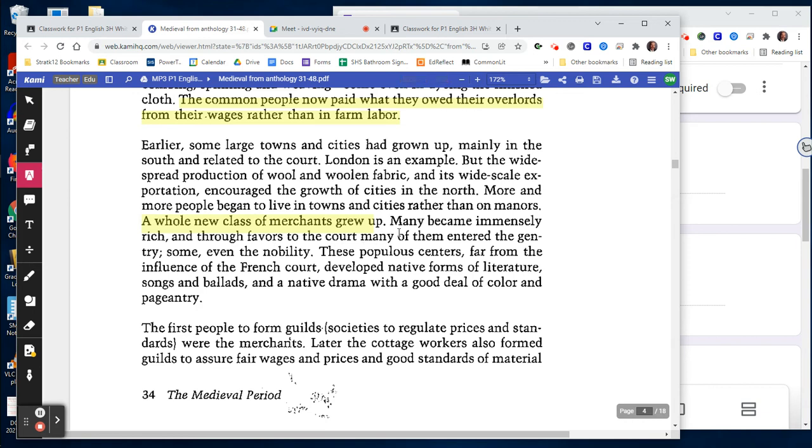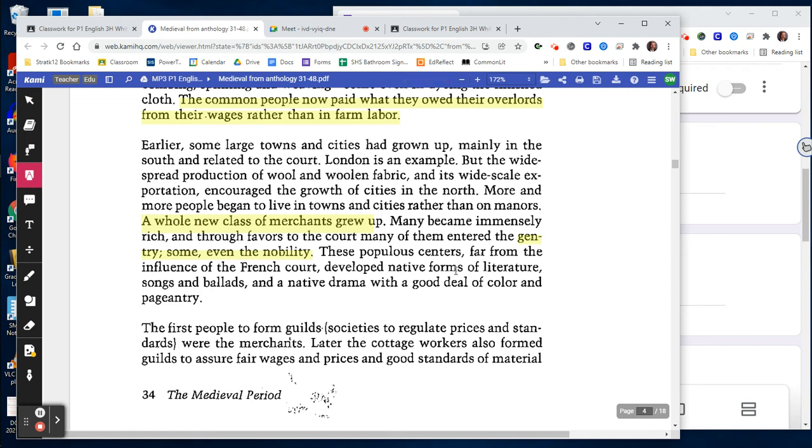They were called merchants. Many became immensely rich, and through favors to the court, many of them entered the gentry, some even the nobility. Okay, that's the idea of getting yourself a title, as if you had been granted a title by the king and given a bunch of land by the king. So you buy your way in.